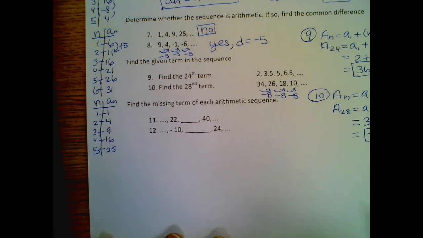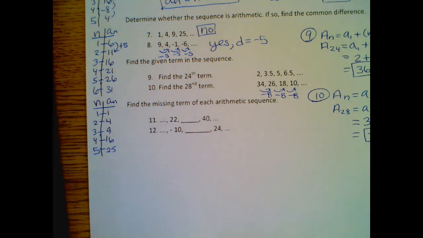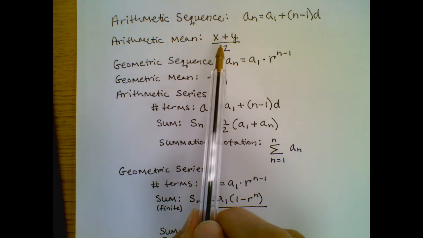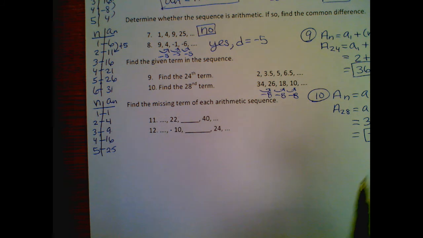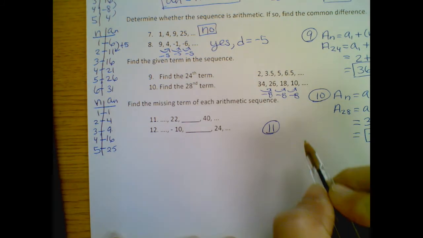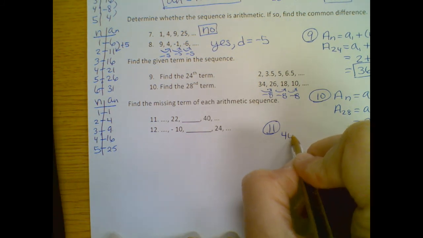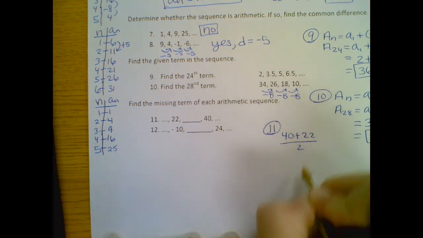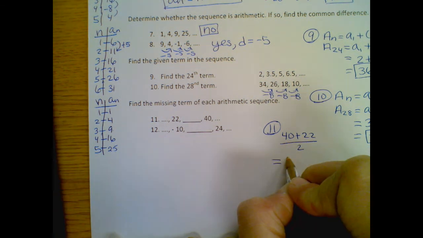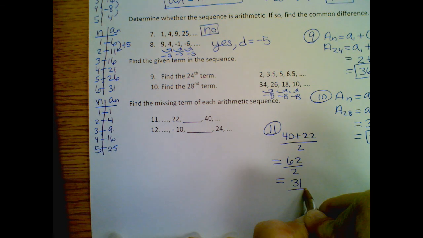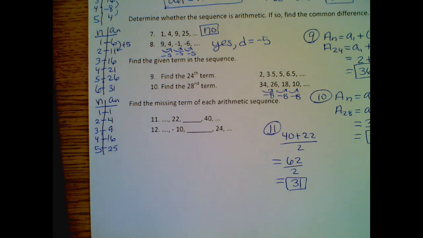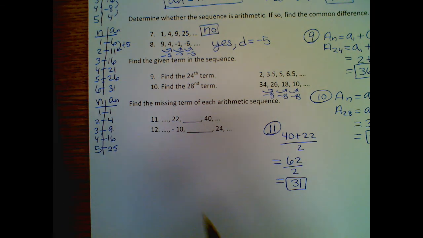Now this next one, number 11, it says find the missing term of this arithmetic sequence. So if I look at my formula sheet, I'm going to be using this second formula, which is x plus y divided by 2. So to find the middle missing number, you can simply go ahead and add the two numbers. So 40 plus 22, and then divide by 2. So 40 plus 22, we get 62 divided by 2, and we get 31. So then that 31 is going to be my missing middle number.